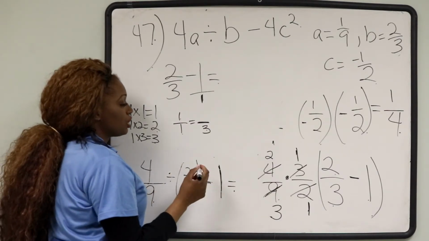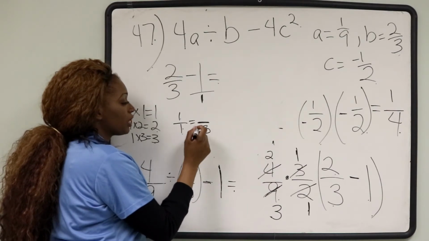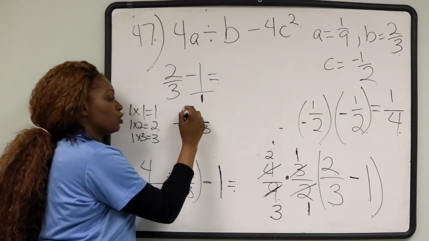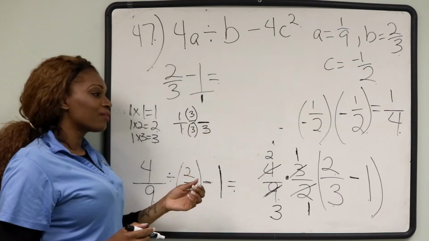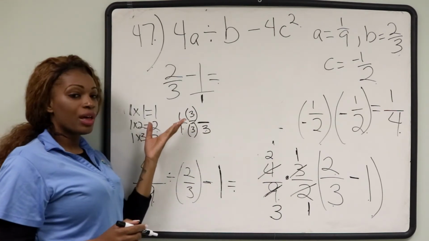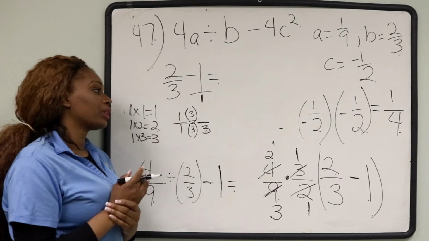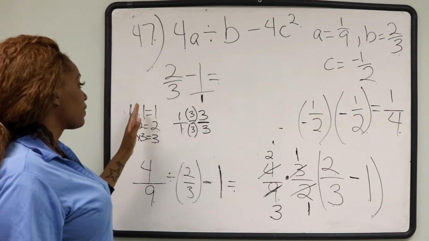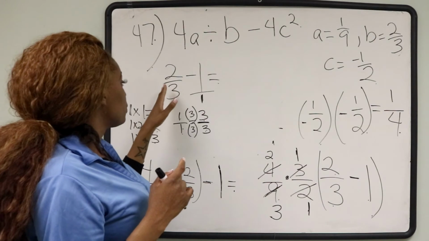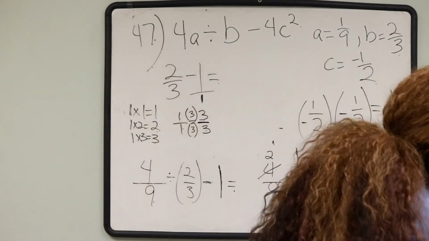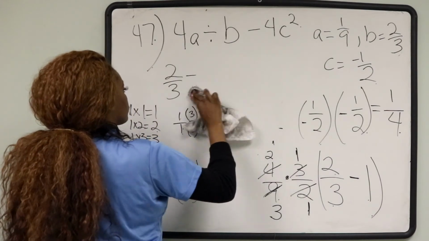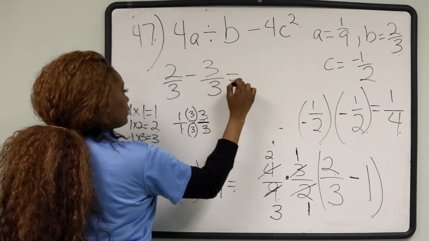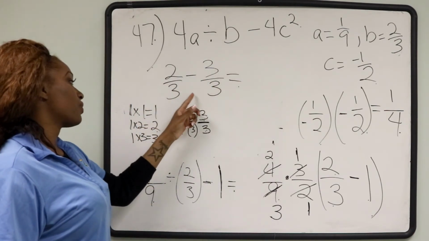But an easier way is to do what times 1 will give you 3. So if you multiply 1 times 3 in the denominator, you also do that in the numerator as well. Whatever you do to the denominator, you do the numerator as well to make it equal if you want an equivalent fraction, which is what we're looking for. So 1 times 3 is 3. Okay? So now we're going to rewrite this as 2/3 minus 3 over 3. Okay? So 2/3 minus 3 over 3.